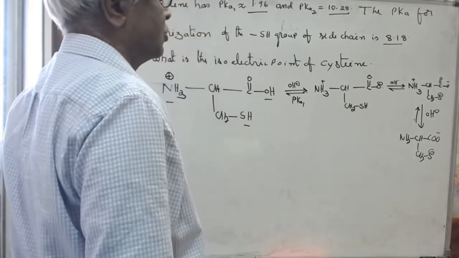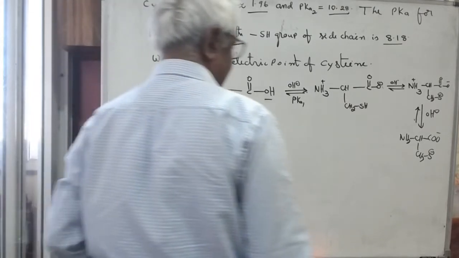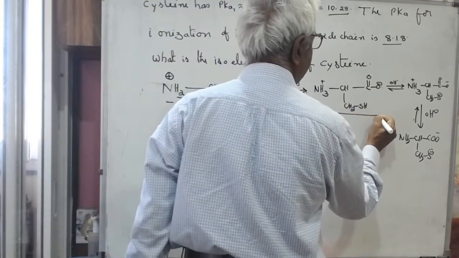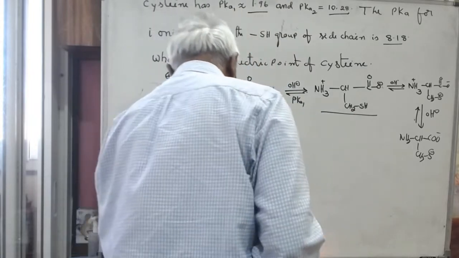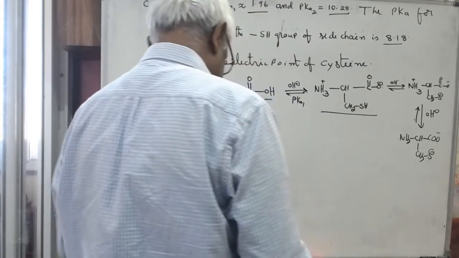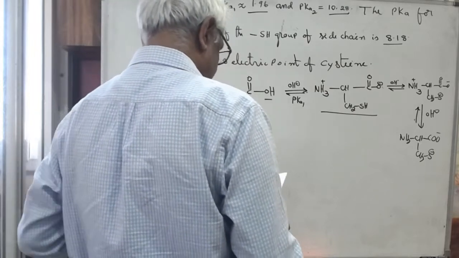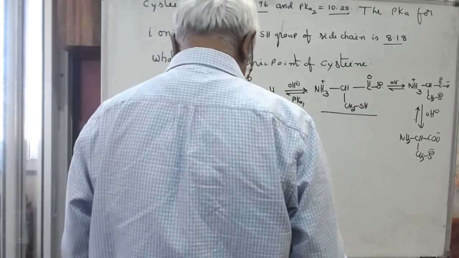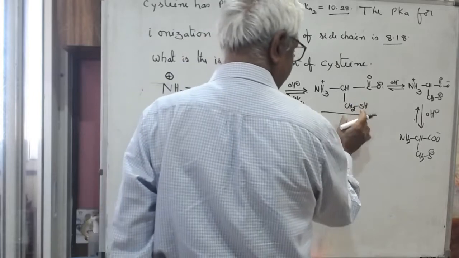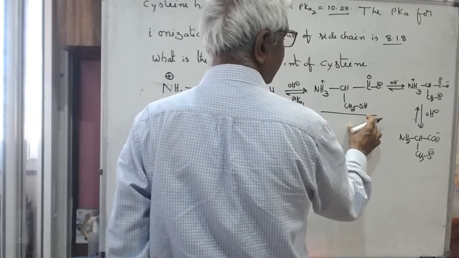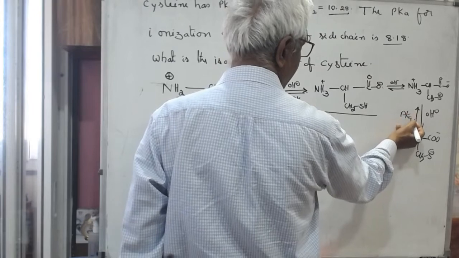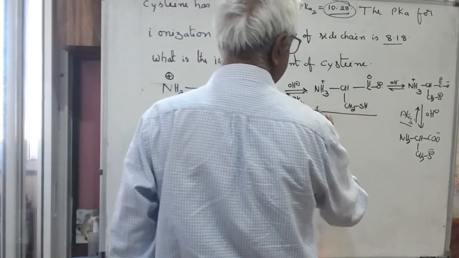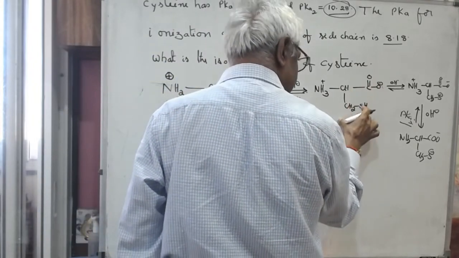So now identify the zwitterion. What is the zwitterion? The electrically neutral one. Who is electrically neutral? This is electrically neutral. So what is the isoelectric point? You cannot simply add pKa1 plus pKa2 divided by 2. That is not it. The isoelectric point is this zwitterion, electrically neutral, so it involves the pKa2. So in this case, what is the isoelectric point? This is the zwitterion.